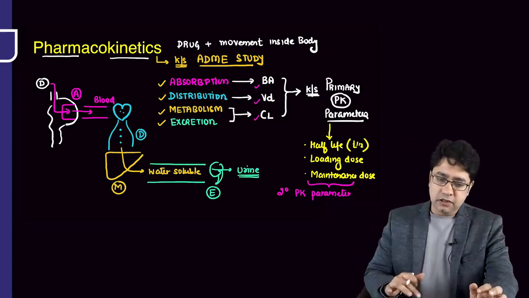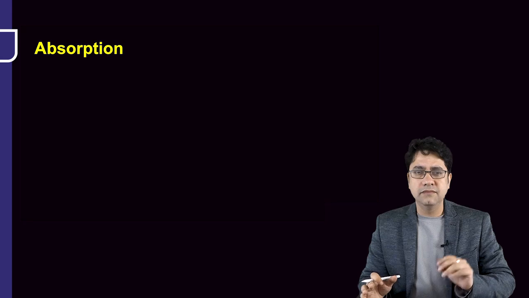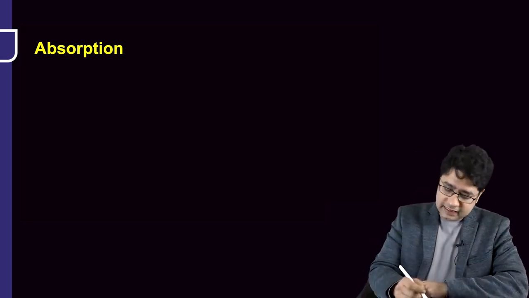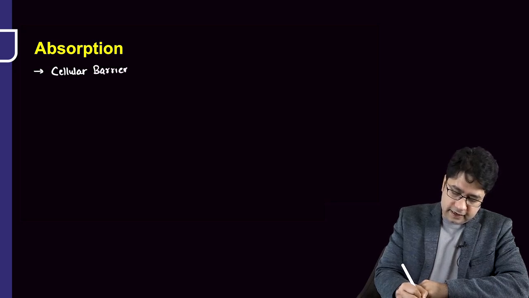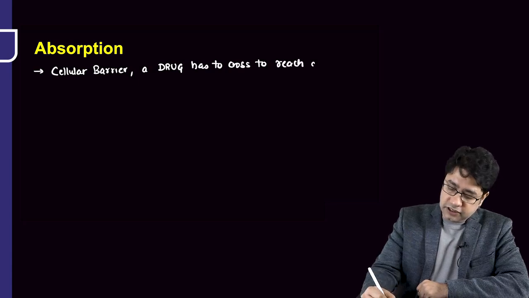So in this section, let's start and discuss the first thing, that is absorption of a drug. So what do you mean by absorption? We have learned that diagram. Just recall that diagram and see the definition. Absorption is the cellular barriers a drug has to cross to reach systemic circulation. Systemic circulation, beta, means blood.